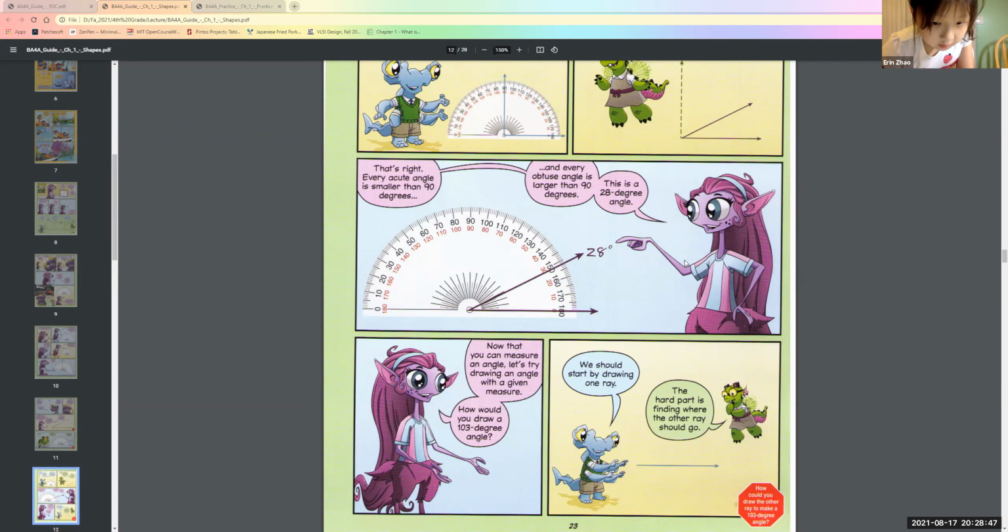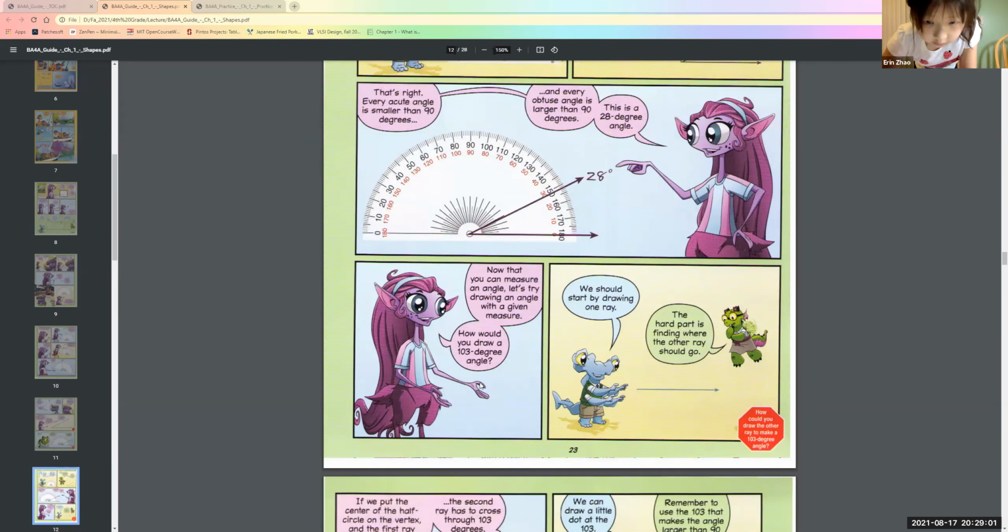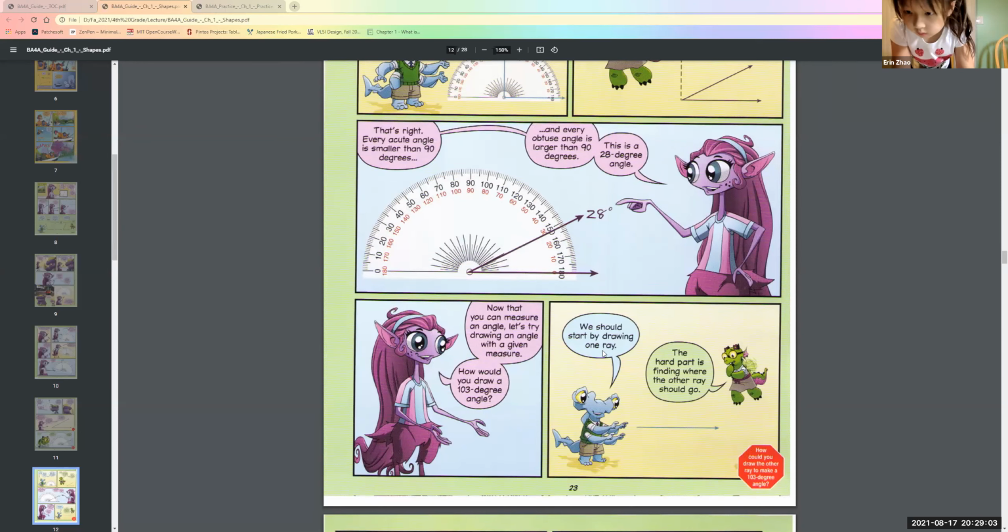Now that you can measure an angle, let's try drawing an angle with a given measure. How would you draw a 103-degree angle? And then Maggie, I think this is you. But yeah, so we should start by drawing one ray. The hard part is finding where the other ray should go. But one ray, you can start it anywhere.